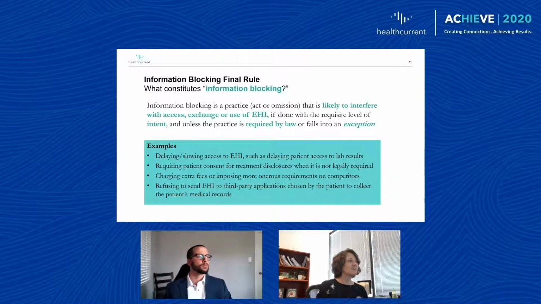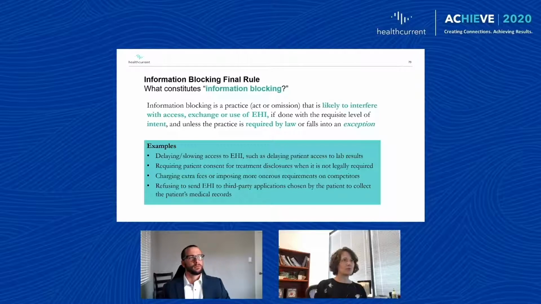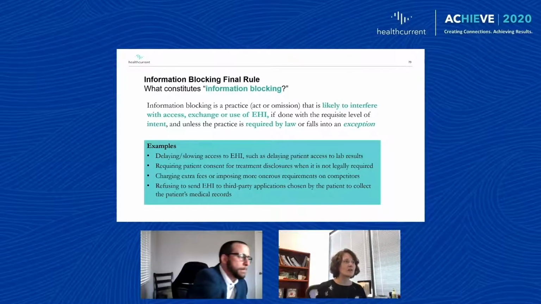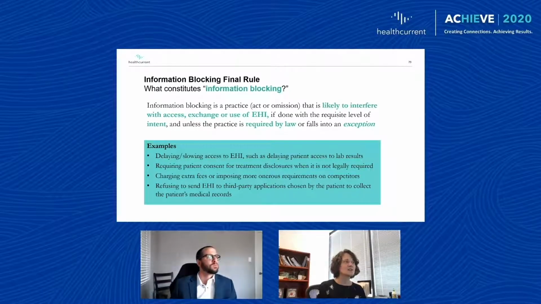Next slide. I've told you what information blocking rule applies to in terms of the actors and the type of data, but what exactly is information blocking? It's an incredibly broad definition. Information blocking is essentially any action or inaction that is likely to interfere with the access, exchange, or use of electronic health information if you're doing it with a requisite level of intent, unless the practice is required by law or falls into a regulatory exception.